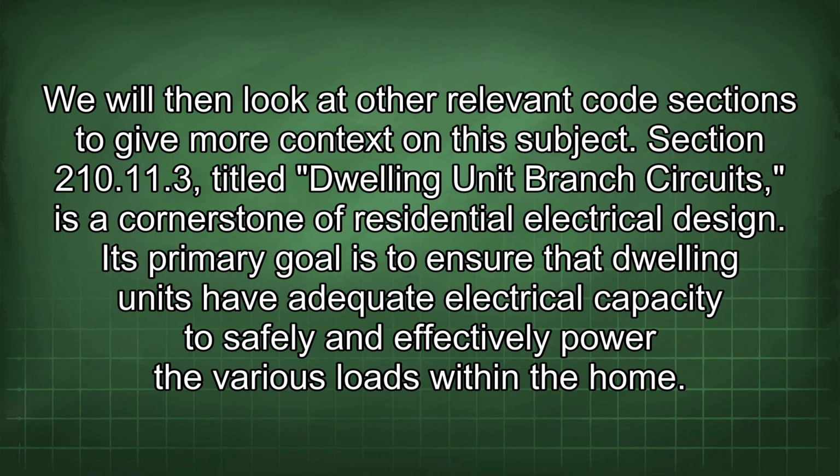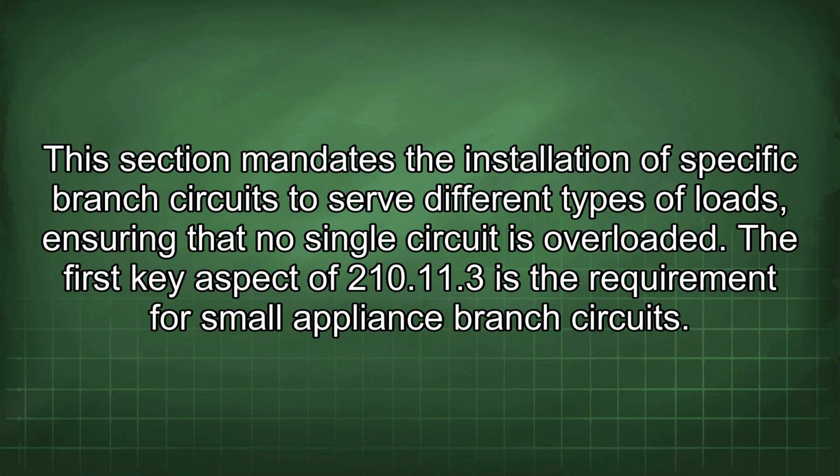Section 210.11(3), titled Dwelling Unit Branch Circuits, is a cornerstone of residential electrical design. Its primary goal is to ensure that dwelling units have adequate electrical capacity to safely and effectively power the various loads within the home. This section mandates the installation of specific branch circuits to serve different types of loads, ensuring that no single circuit is overloaded.